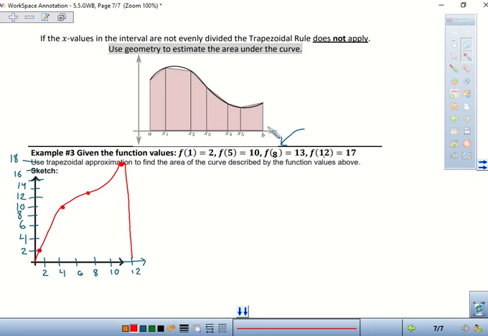So essentially what we're going to do is each one of these values from 1 to 5, that's going to represent that first trapezoid. So from 1 to 5, that's trapezoid number 1. Trapezoid number 2 is going to be from 5 to 8. And then trapezoid number 3 is from 8 to 12, which we've already created. So we're going to have to find the area of these 3 trapezoids.